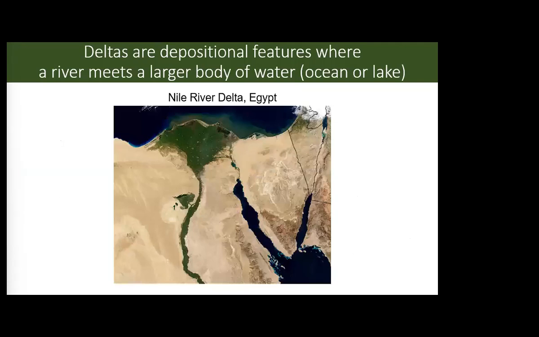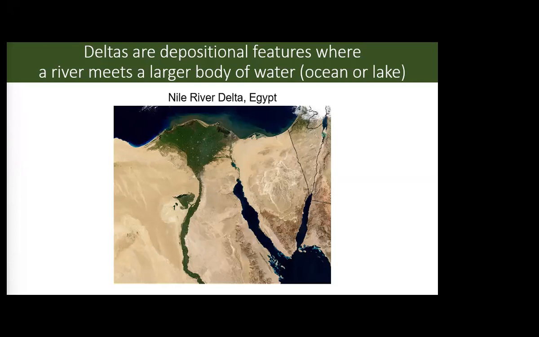So deltas, we get deltas at any point where a river meets a larger body of water, like an ocean or a lake. So this is the Nile River Delta. The Nile River Delta did not always look like that. There wasn't always this curve that goes up into the Mediterranean. The mouth of the river used to be much further south.